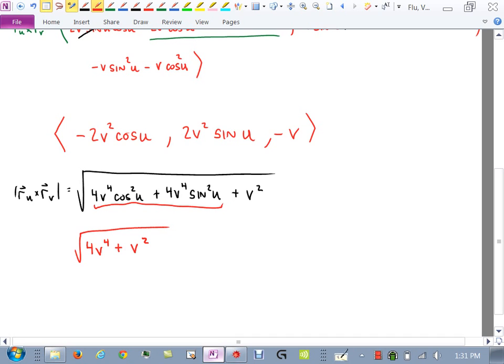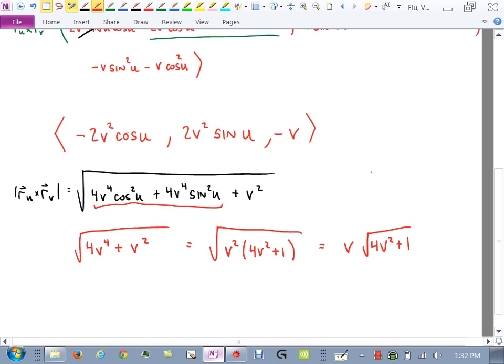Agreed? And I can even go further with that. I can say that's the square root. I can pull a v squared out of there and make that 4v squared plus 1. And what do you do if you have a v squared under a square root? Just pop it out as a v. Square root of 4v squared plus 1. Y'all still there? That's the magnitude of the cross product of the partials of the parametric surface.